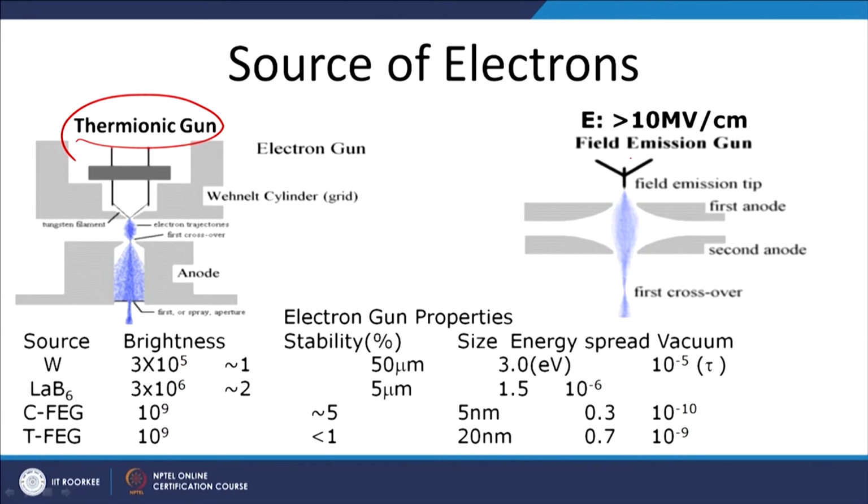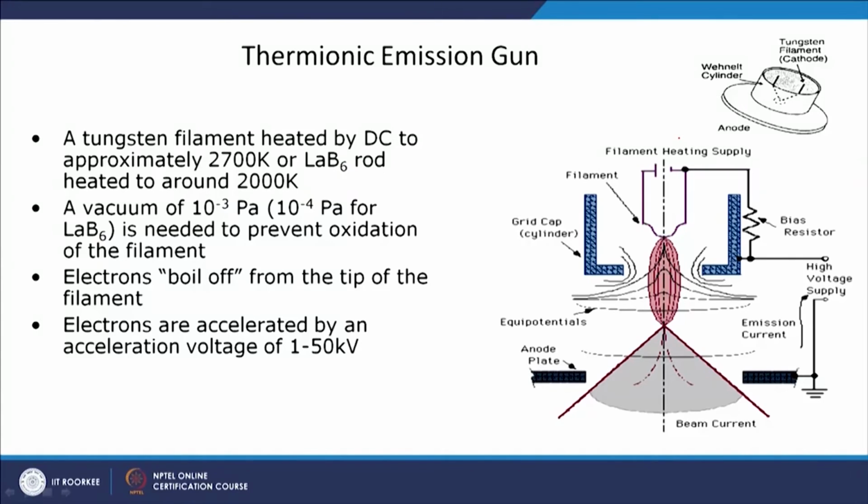Now, in most of the cases, the field emission gun has an energy spread of more than 10 millivolt per centimeter, and if we use an organic sample, we have to tune the voltage of the electron gun. So, here we are showing the thermionic emission gun. As you can see, this is a filament and this is a filament heating supply, and the whole filament is put in a grid cap cylinder, and there is biasing happening to the filament supply.